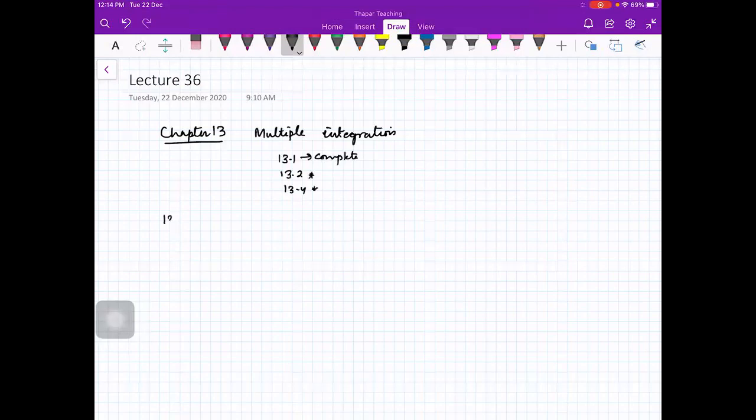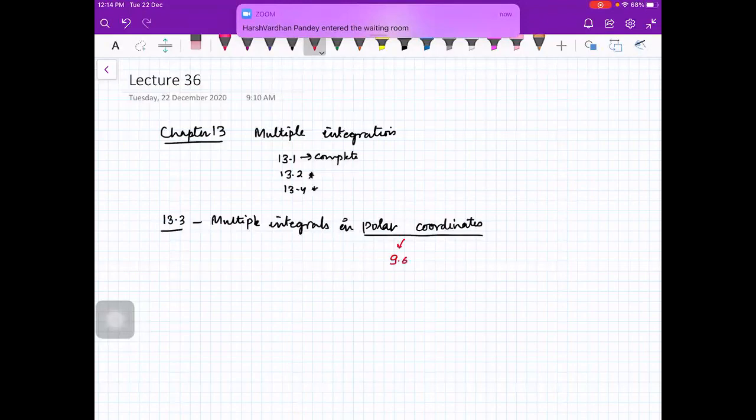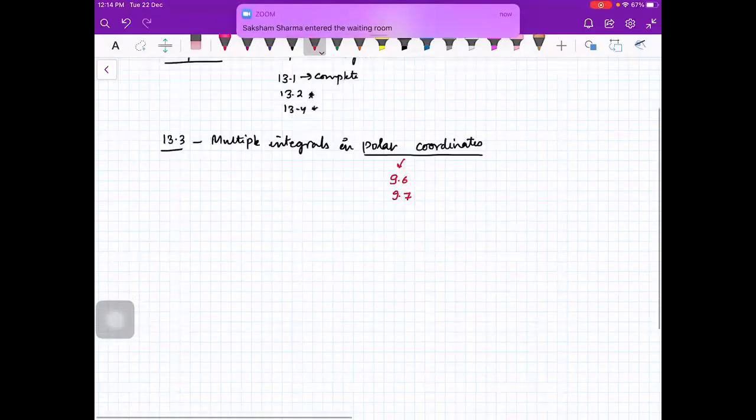So now for 13.3, which is multiple integrals in polar coordinates, right? Before starting with this exercise, we need to know something about polar coordinates, and for that we are doing 9.6 and 9.7, right? So let us start with what are polar coordinates.